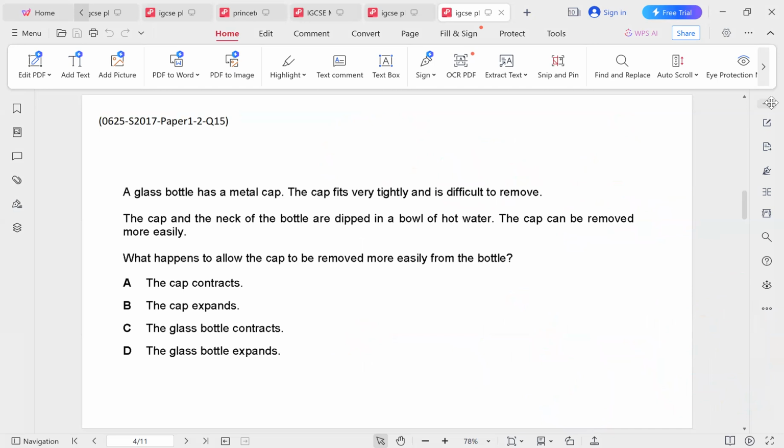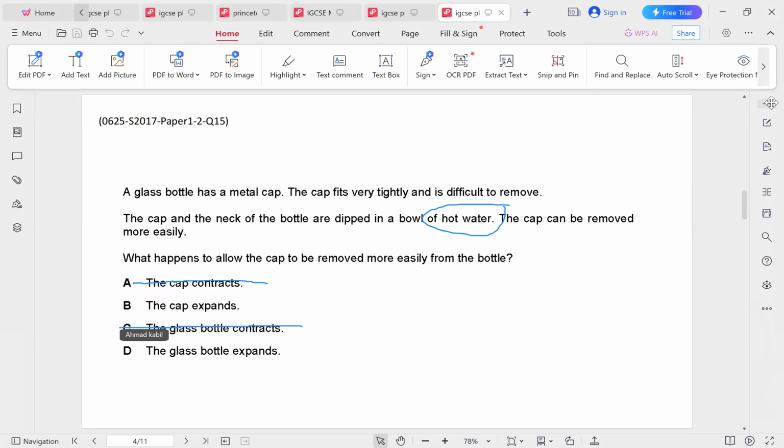A glass bottle has a metal cap. The cap fits very tightly and is difficult to remove. The cap and the neck are dipped in a bowl of hot water. The cap can be removed more easily. What happens to allow the cap to be removed more easily from the bottle? Now, since this is hot water, we're expecting something to expand. So anything that has the word contracts is incorrect.